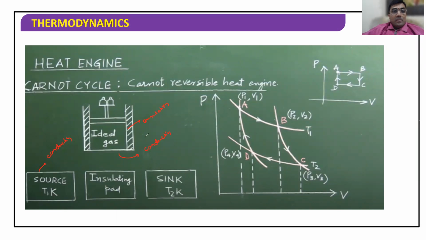Initially we have the ideal gas at pressure P1, volume V1. Now it is brought here to the source. So what is the temperature here? T1. So I'll write the temperature here. Temperature is T1 here.